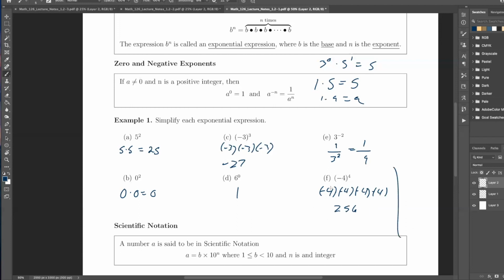Please be very clear that negative 4 to the 4th power is different than the negation of 4 to the 4th power. The reason is that negation does not happen in the order of operations until after the exponentiation. So here we'd exponentiate 4 to the 4th first, so this would be minus 256. So this and this are not the same. Be careful about that.